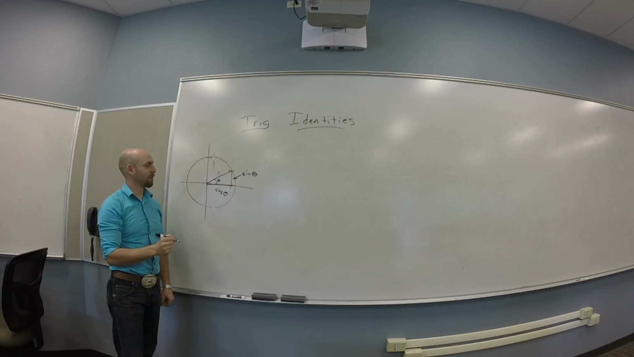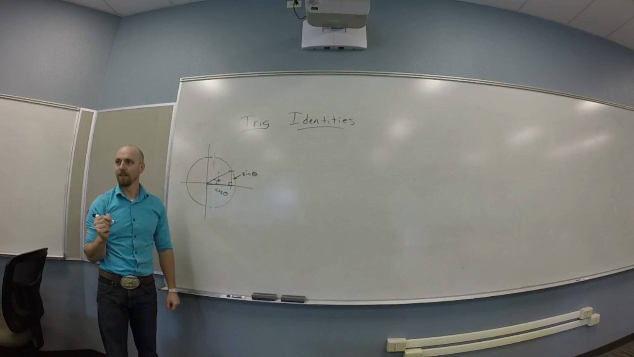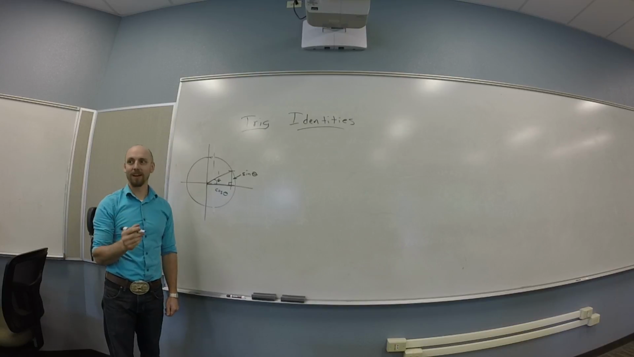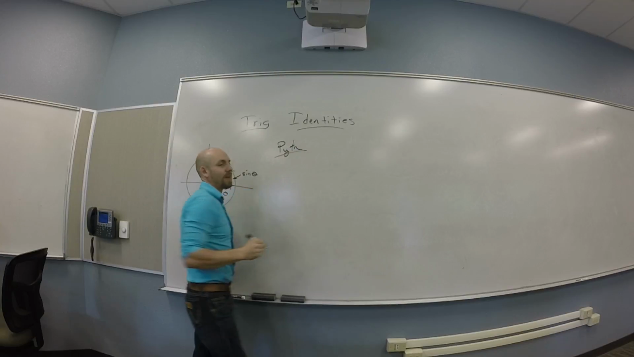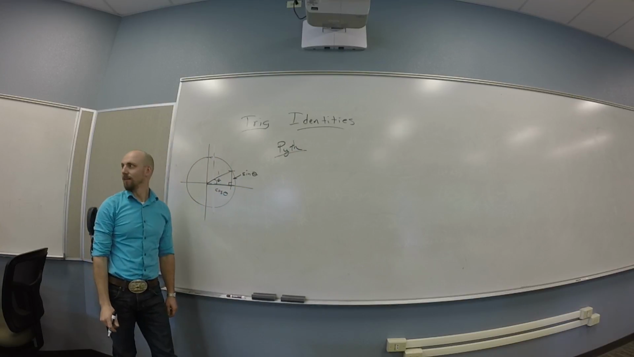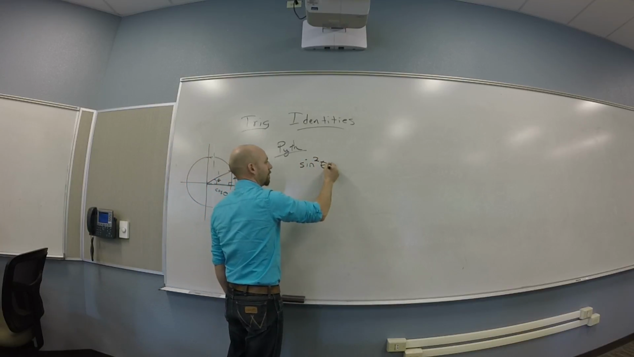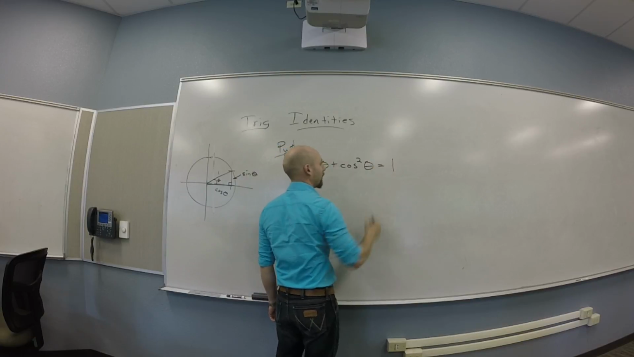Okay, so what can you tell me immediately from knowing the fact that this is a right triangle? Yeah, the Pythagorean identity. So if you apply the Pythagorean theorem to this, what do you get? Yeah. Sine squared of theta plus cosine squared of theta is 1.